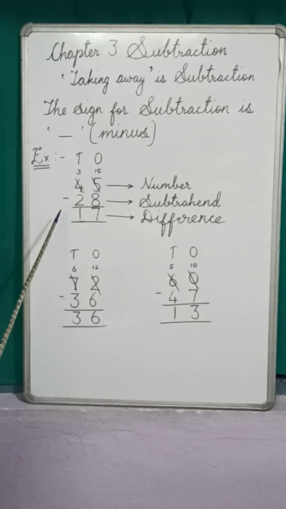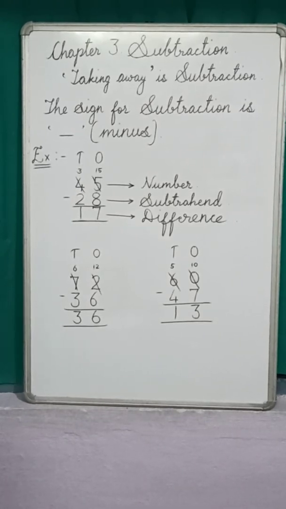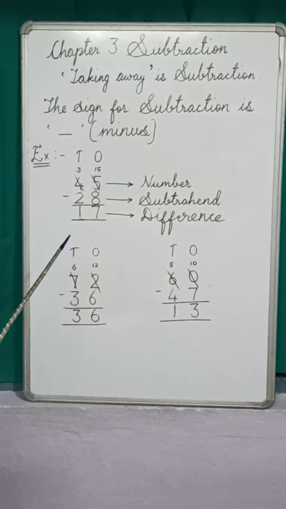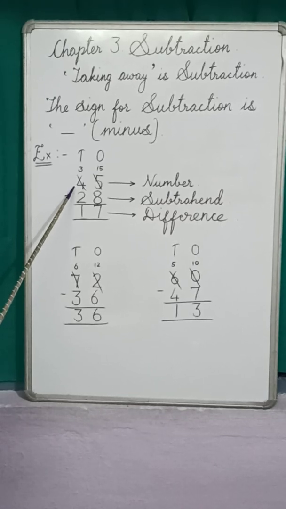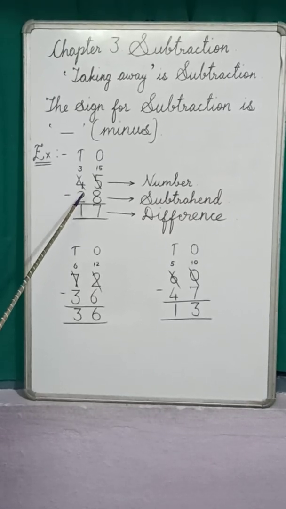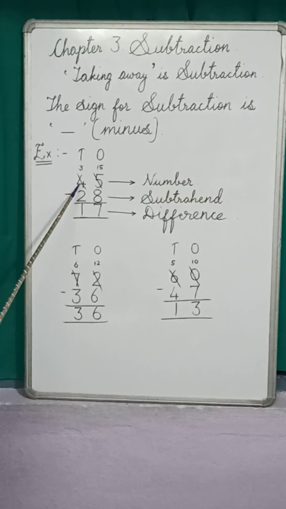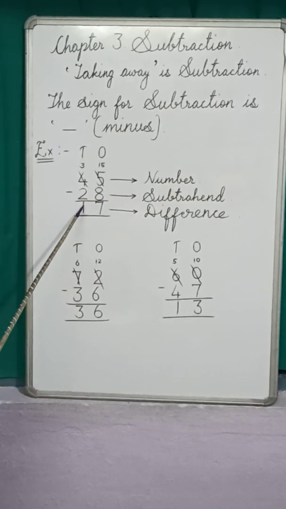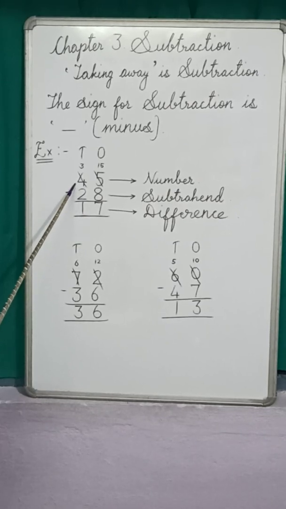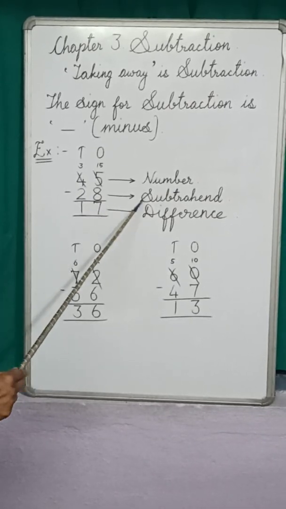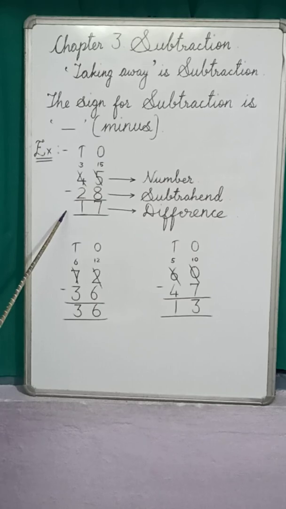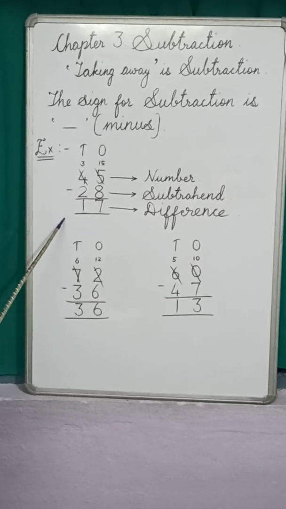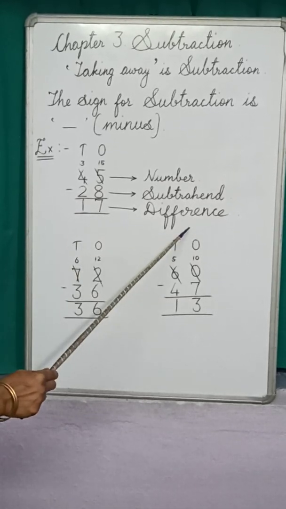Now children, here are few examples. I will explain to you how to solve this. Now here we have two numbers 45 and 28. We have to subtract 28 from 45. So 45 is called the number and as 28 we have to subtract from 45. So 28 is called the subtrahend. And whatever the answer we get after subtraction, that answer is called the difference.